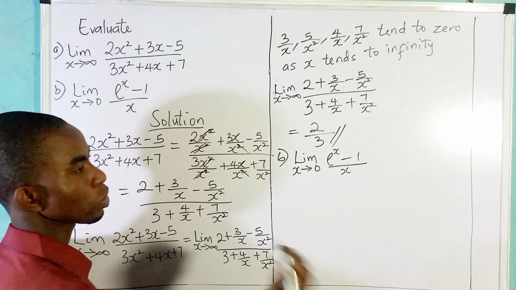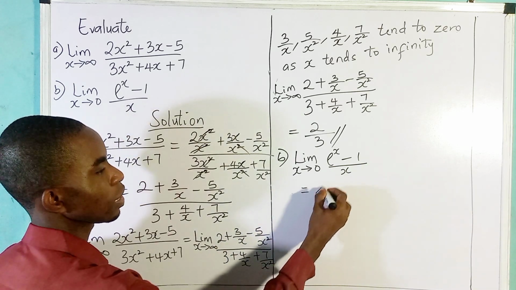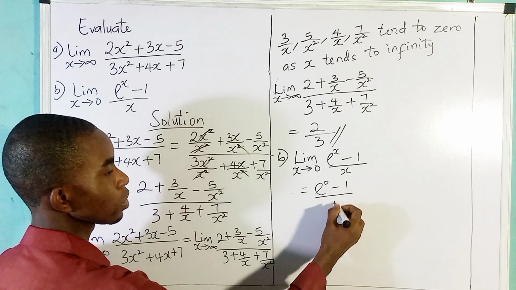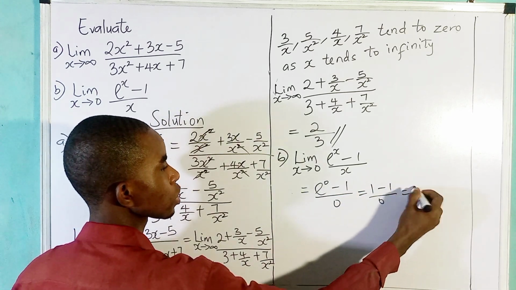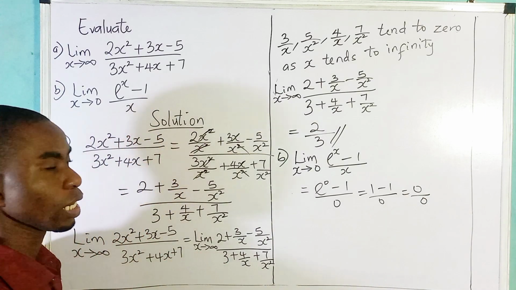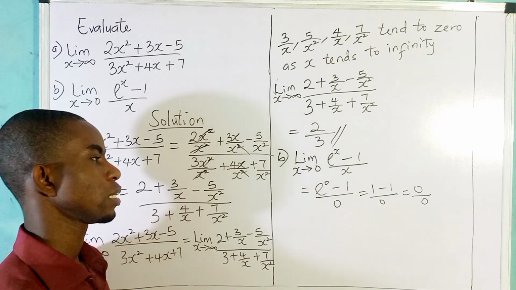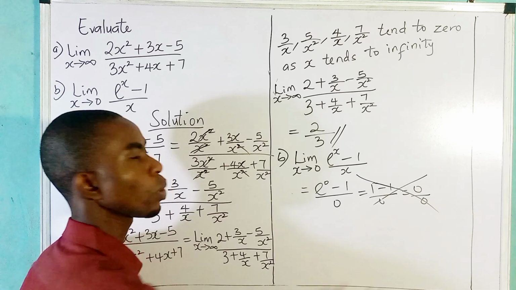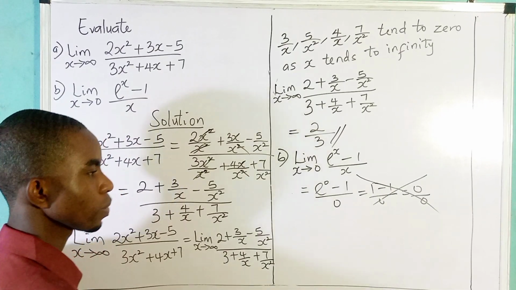So what I'm going to do is, what if we just use 0 immediately? We'll be having exponential 0 minus 1 over 0, right? Exponential 0 is 1, that will be 1 minus 1 over 0, which is 0 over 0. That's what we call indeterminate. We can't find the value for that. So that's not possible. So what do we do? We use a rule called L'Hopital's rule.